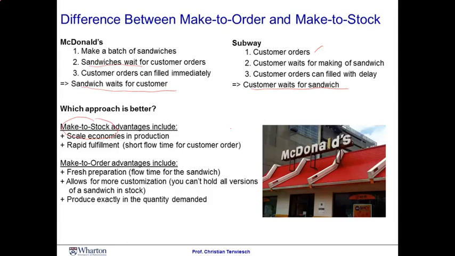In the Subway setting, the benefits of make to order are that you can make the sandwiches fresh. The flow time for the sandwich is short, which comes at the expense of the waiting time for the customer. It also allows for more customization. It would be impractical to hold all potential versions of a Subway sandwich in inventory. By making the sandwiches to order, you can allow the customer to choose whether they want extra mayonnaise or no onions on their sandwich. The final benefit of make to order is that you're producing in exactly the quantity of demand.